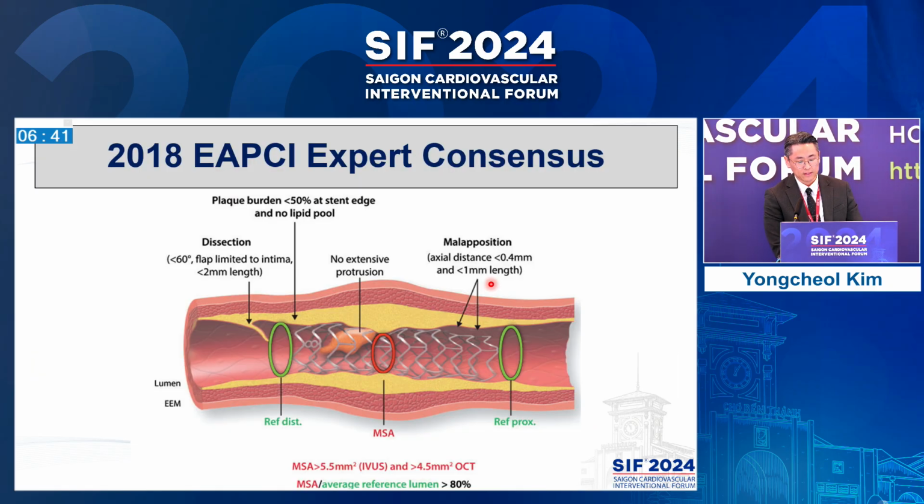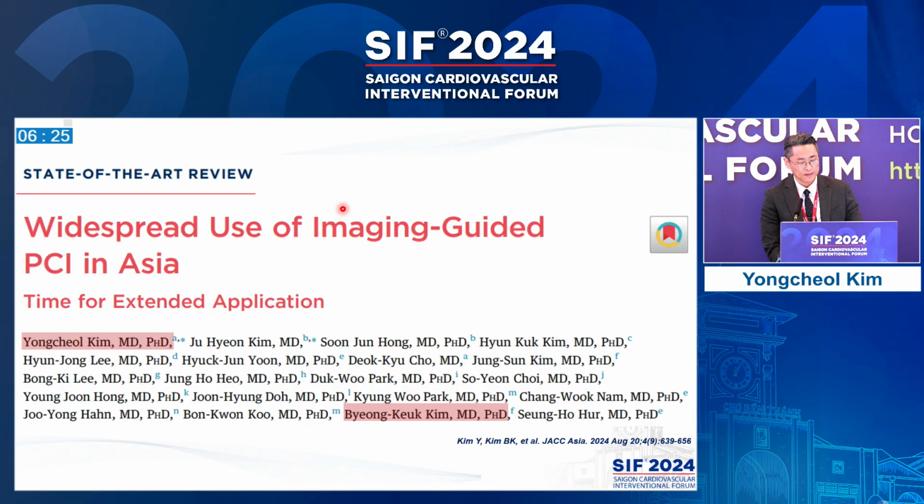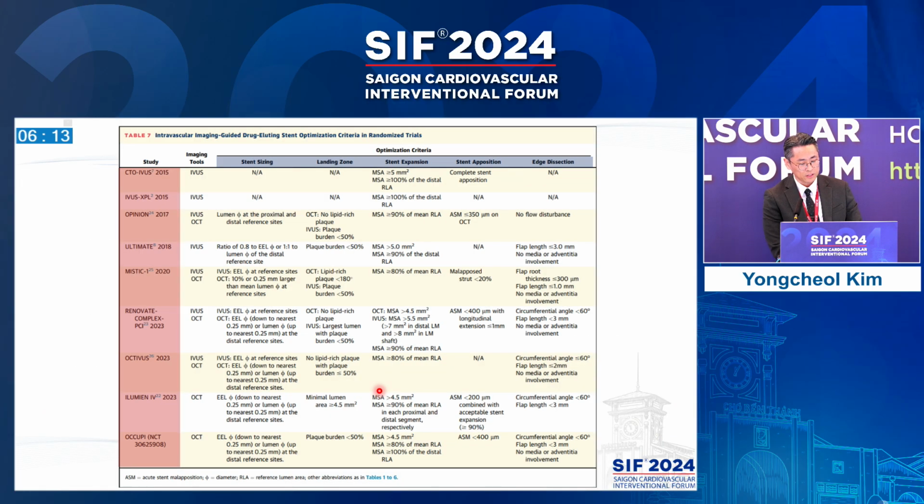We all know the imaging optimization criteria from the 2018 EAPCI expert consensus. However, many randomized data regarding IVUS or OCT have been published since 2018. So four months ago, BK Kim, who was the PI of the OCCUPY trial, and I published a review article regarding image guidance in JACC Asia. In this paper, we summarized the intravascular imaging-guided stent optimization criteria in the randomized trials in terms of stent sizing, landing zone, stent expansion, apposition and edge dissection.